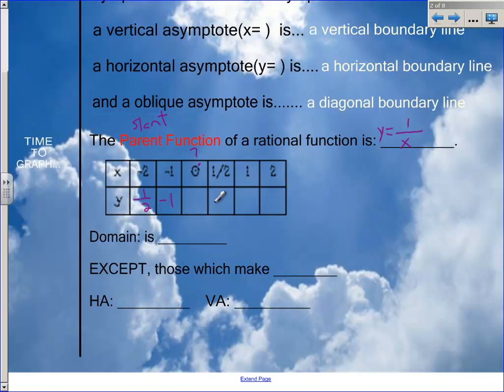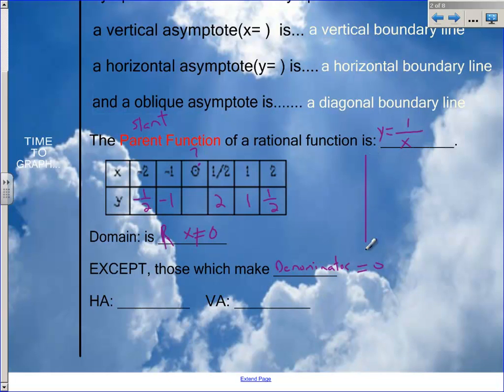Okay, 1 divided by 1/2 is, of course, 2. 1 divided by 1 is 1. 1 divided by 2 is 1/2. Okay, so we've got some dots there. And our domain is all real numbers, except x cannot equal 0. Those are the values which make the denominator, or the bottom, equal to 0.